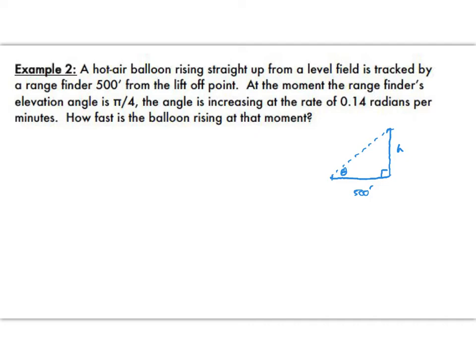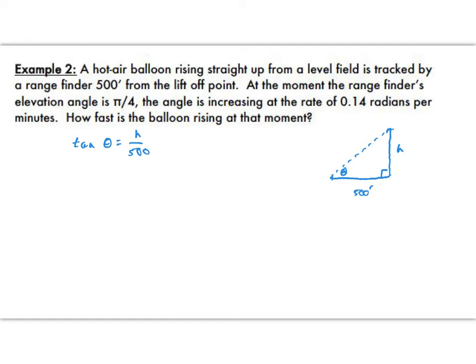So in order to come up with a good idea of relating theta and h and the 500, we start thinking about our right triangle trig, and we come up with SOHCAHTOA, and we're going to come up with the equation that the tangent of theta is equal to h over 500. Okay. Good information to know there.